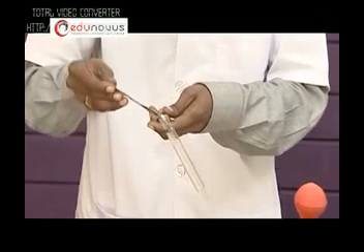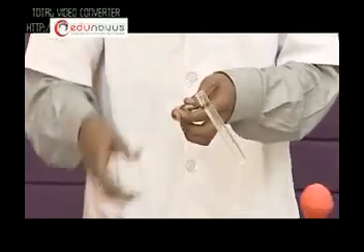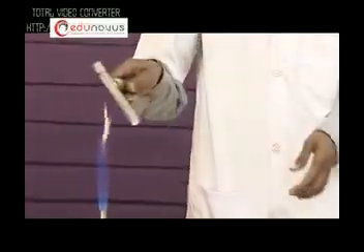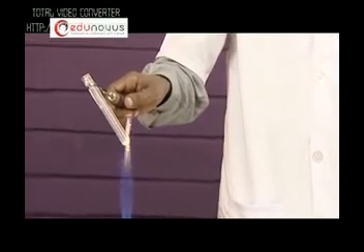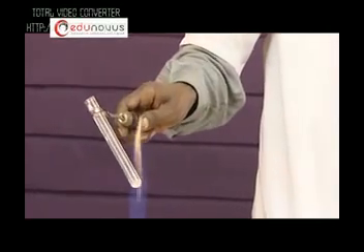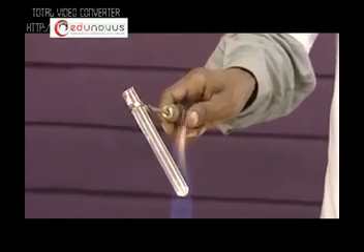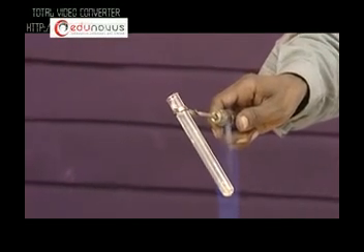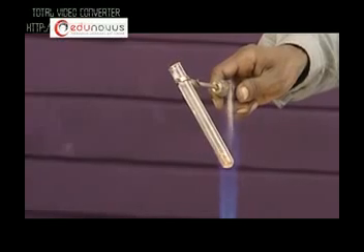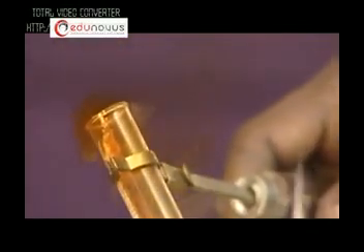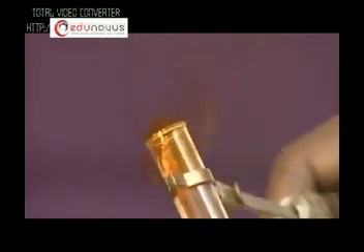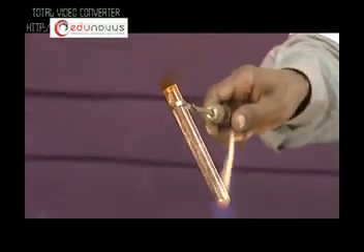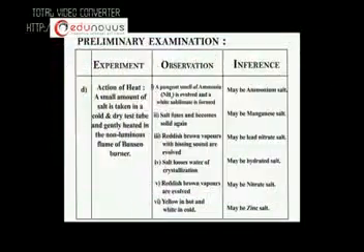Action of heat. A small amount of the given salt is taken in a dry and clean test tube, and it is gently heated with the help of a non-luminous flame of the Bunsen burner. Reddish-brown vapors are evolved with hissing noise. The inference is it may be a lead nitrate.